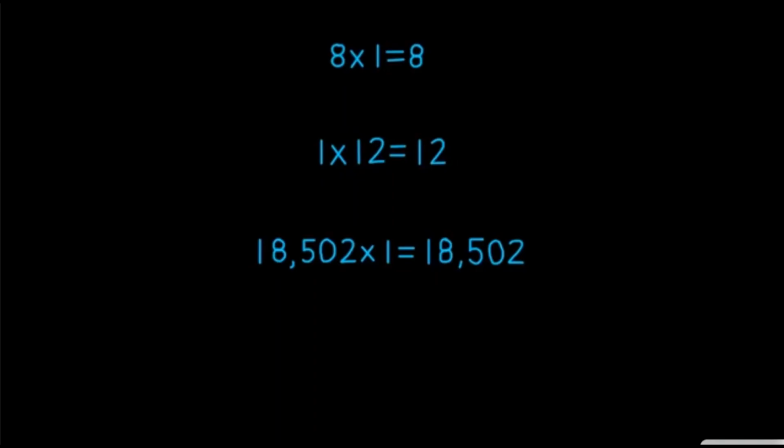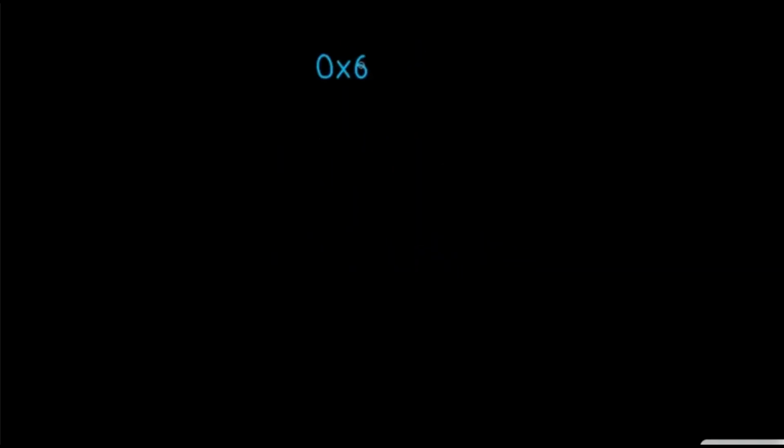One group of any number will always be that number. The 0 property of multiplication tells us that when you multiply any number by 0, the product is 0. That is because 0 groups of any number will always be 0, even if that number is really big. Multiplying by 0 will always give you a product of 0.